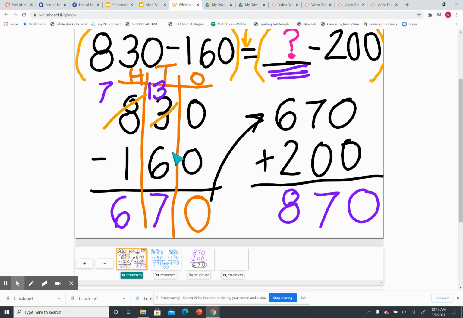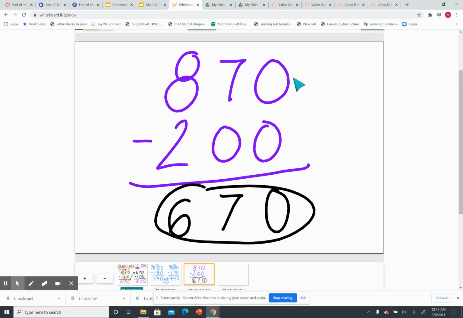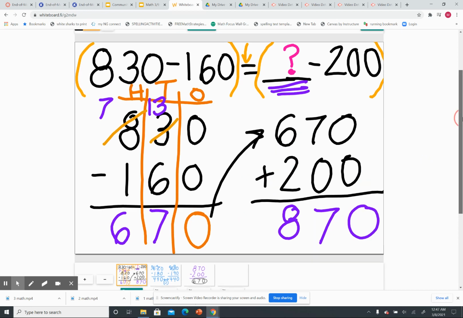We solved 830 minus 160 and got 670. We took 670 and added it to 200 this time because we had no whole. So you all helped me to solve 670 plus 200 equals 870. And just to make sure, we did 870 and we subtracted 200 and we found out if we got 670, and we did. But you also may have seen that when you added it here. But we always check just to be sure.